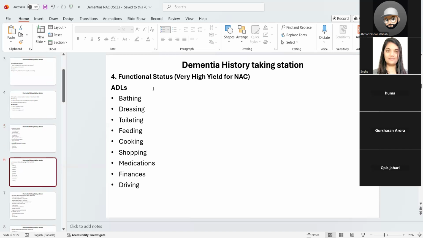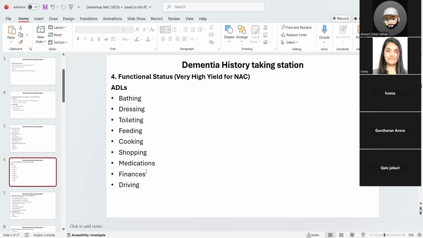Now, the fourth thing to check in a patient with dementia is how are they functioning in their daily life? Are they able to do what they used to do? Their bathing, their dressing, their toileting. Are they able to feed themselves, or they cannot do that? Are they able to cook for themselves, or they cannot do that? Are they able to shop? Are they able to take their medications on time?